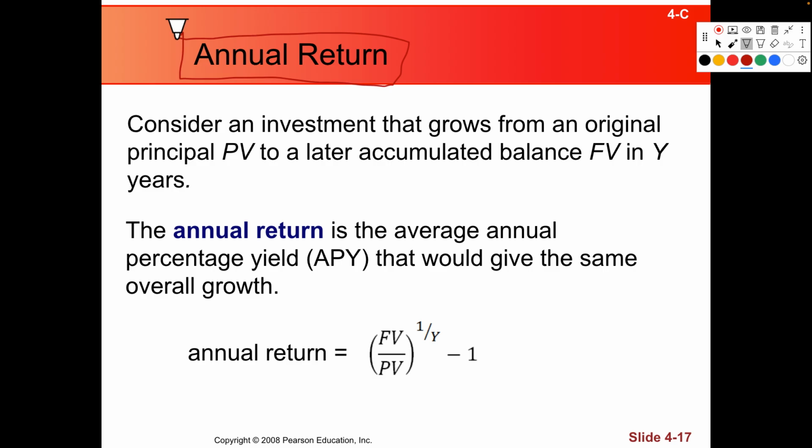You can almost take the total return and divide it by the number of years, I guess. You'll get close. But the way to really get the annual return, you'll just take the future value divided by the present value. You put the exponent of 1 over the number of years, and then you subtract 1. So this is a formula we will need to use whenever they ask for annual return.